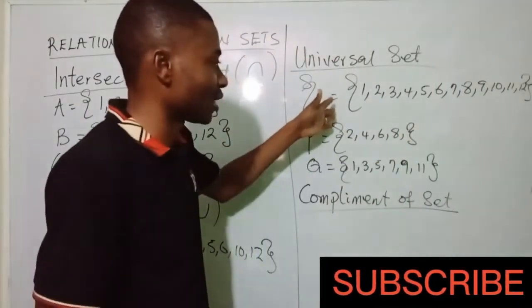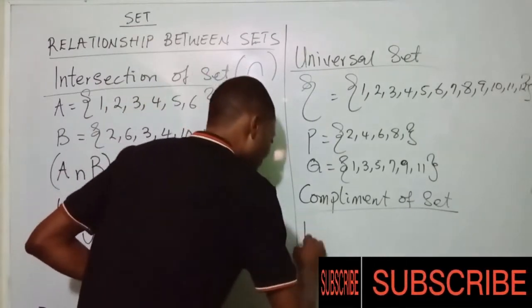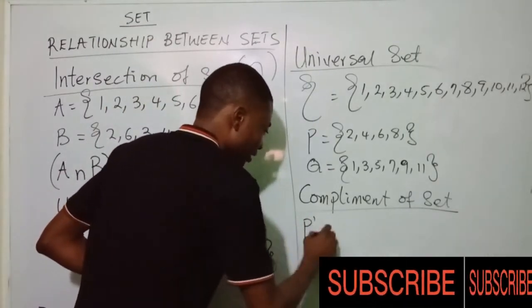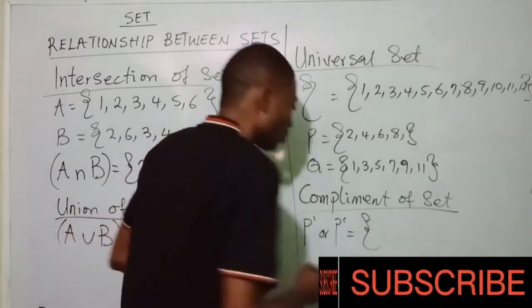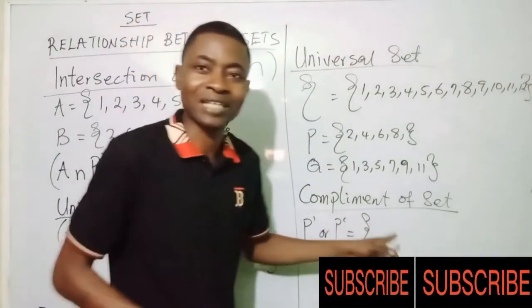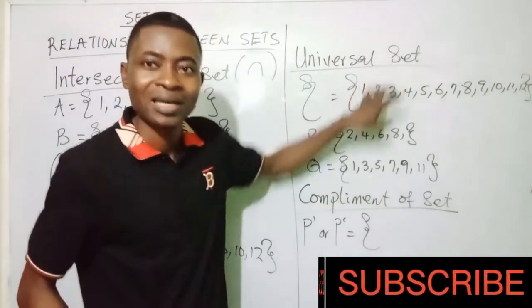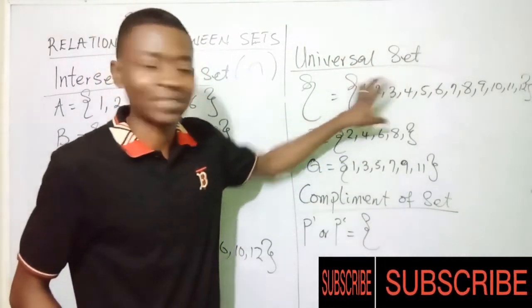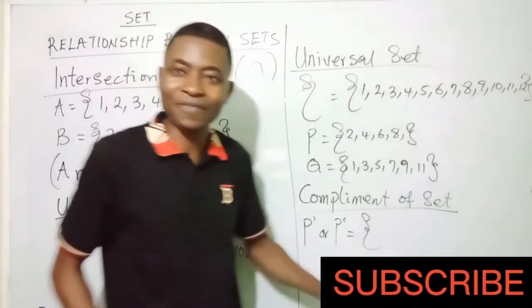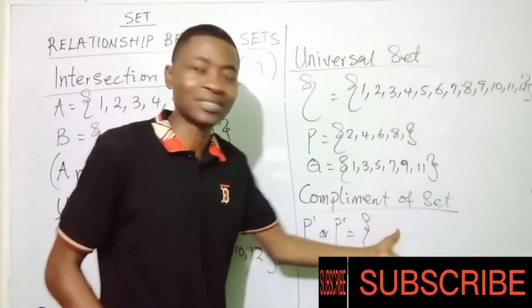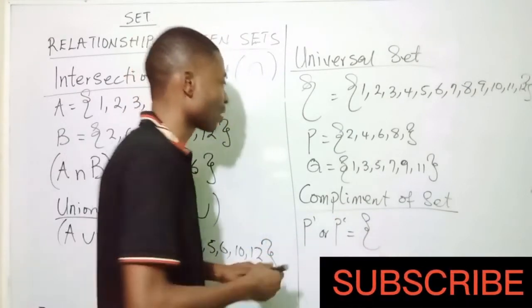Let's go back to this particular set. For instance, the complement of set P, written like this, or sometimes like this, means minus P from the universal set. All the elements in set P, remove them from the universal set. Whatever remains, you write it out. That is the element of P complement.